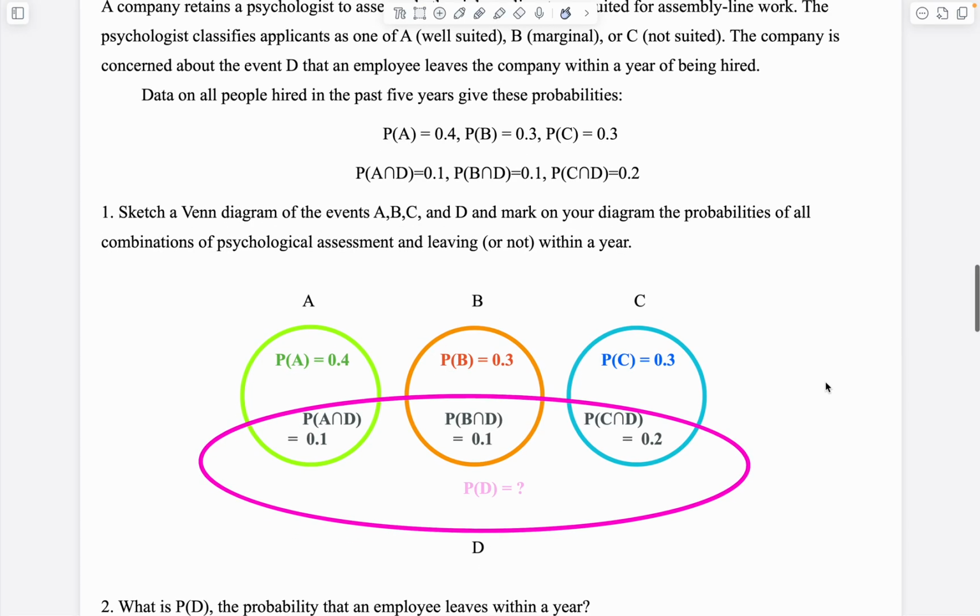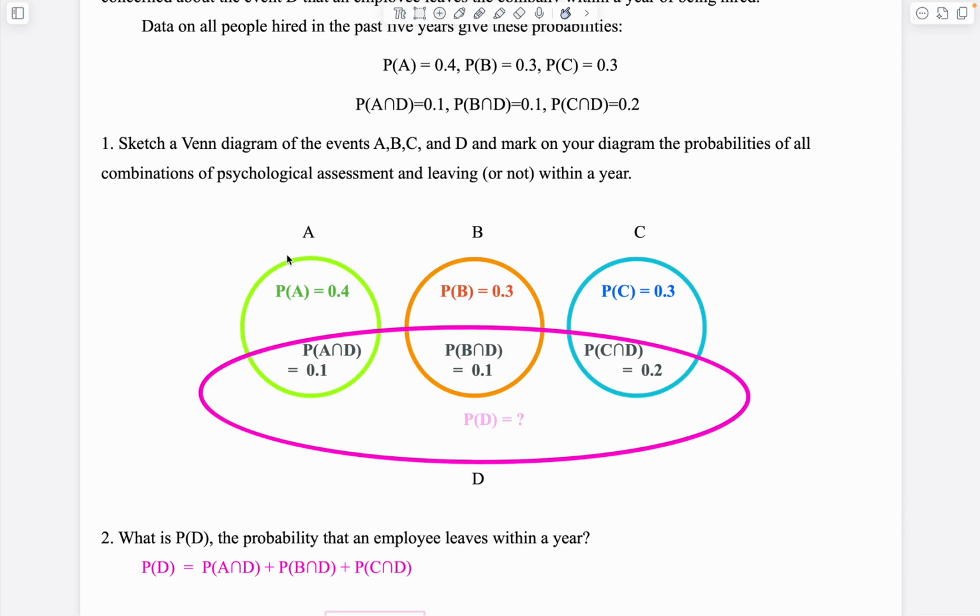Problem 1 says, sketch a Venn diagram of the events A, B, C, and D, and mark on your diagram the probabilities of all combinations of psychological assessment and leaving or not within a year. So, just for time's sake, I went ahead and drew this, but I can explain it.